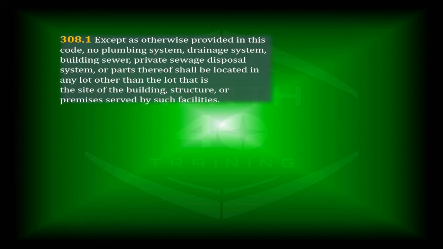308.1, except as otherwise provided in this code, no plumbing system, drainage system, building sewer, private sewage disposal system, or parts thereof shall be located in any part or lot other than the lot that is the site of the building, structure, or premises served by such facilities. Fairly straightforward.